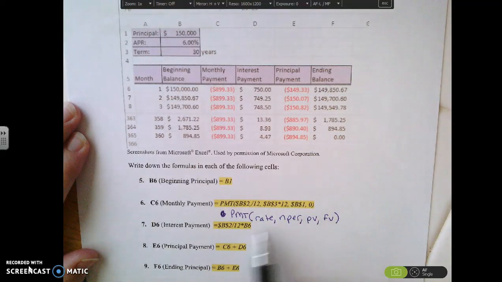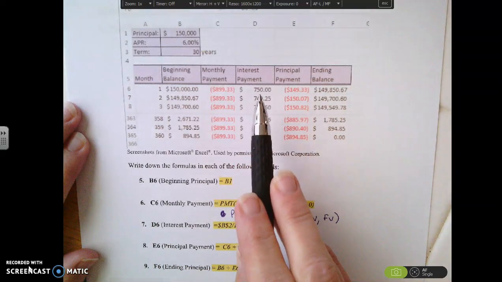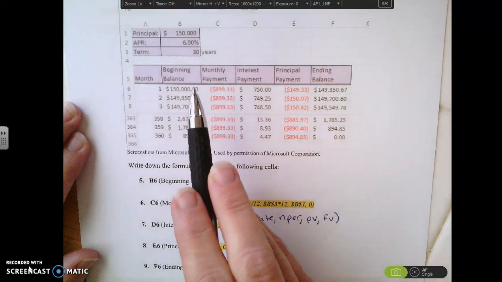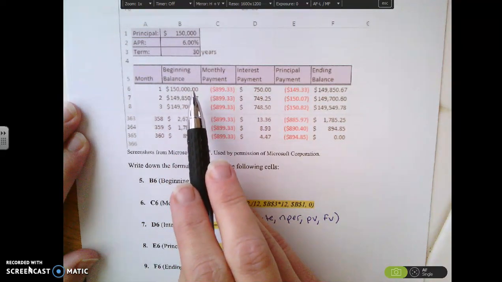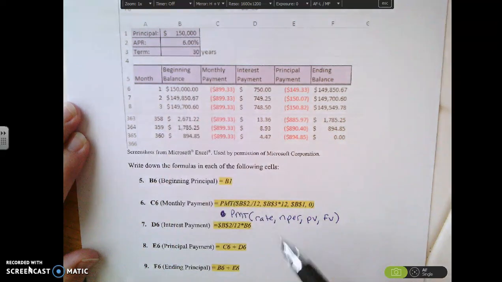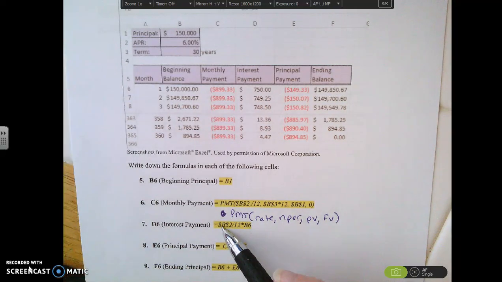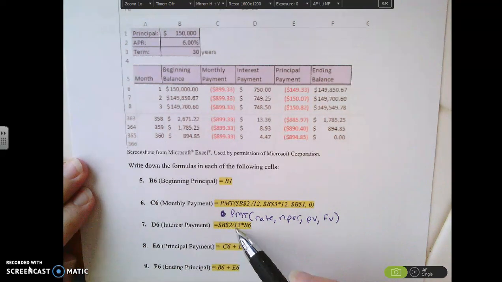In cell D6, D6 is our interest amount, and the interest is going to be based on the beginning balance times the interest rate. So it's going to be whatever's in B6 multiplied by B2, but we need that to be our monthly payment, so it's going to be divided by 12.